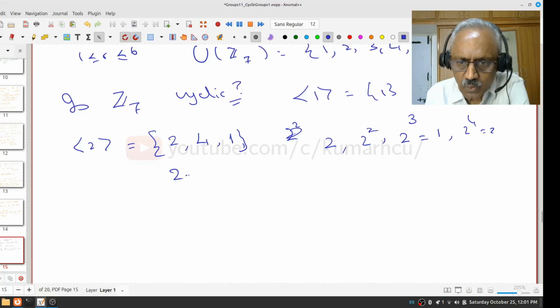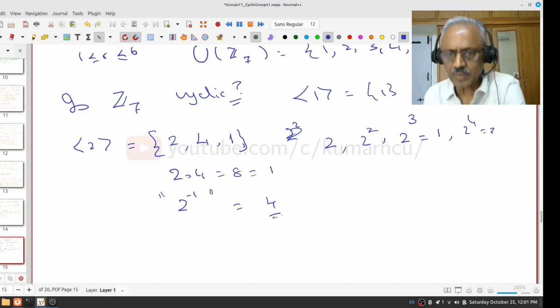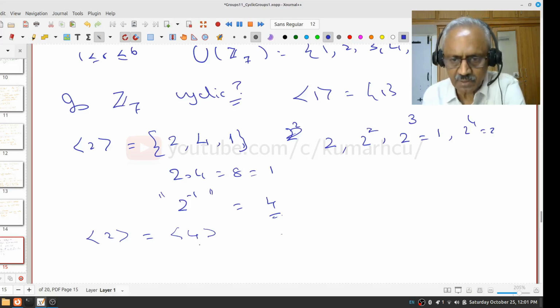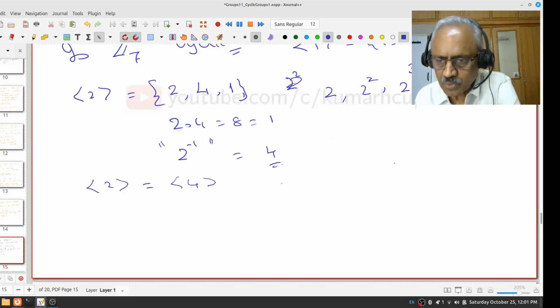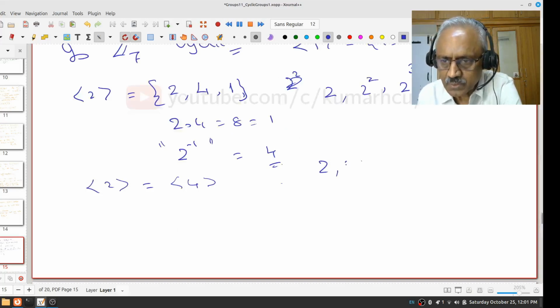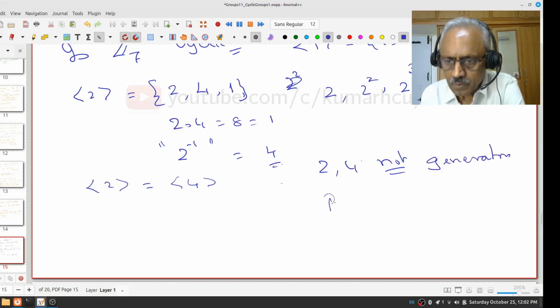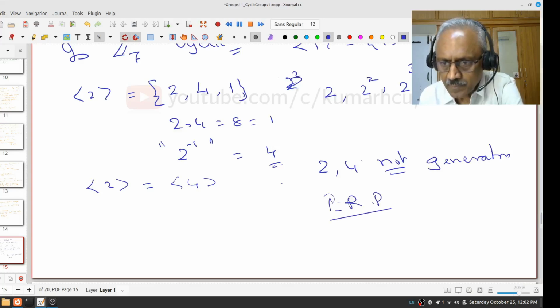And what is its inverse? Remember, 2 times 4 is 8, which is 1. Therefore, the inverse of 2 is 4. Therefore, 4 is also not a generator, because both generate the same subgroup. Therefore, 2 and 4 are not generators. So, please understand.